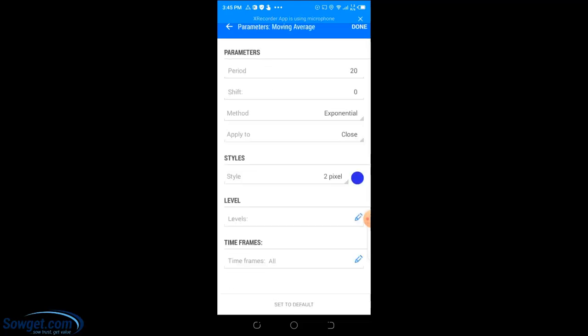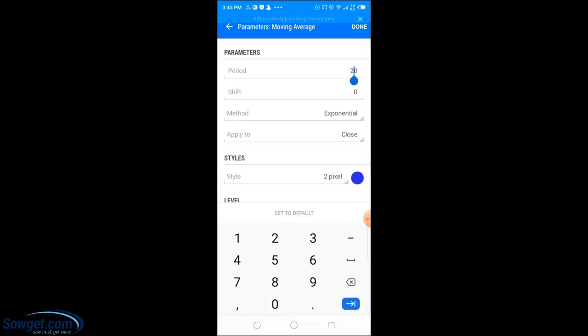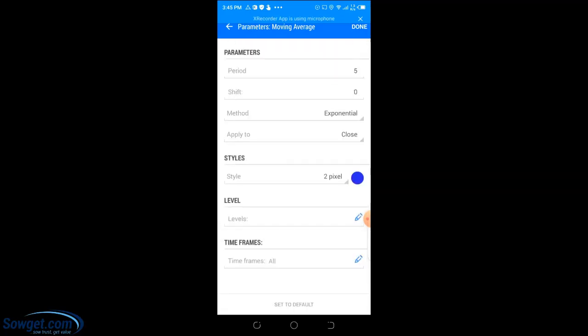You select the moving average. For this strategy we are going to use two moving averages. For the first one, the period is 5, then the method is exponential. Let's leave the color as blue, then you just click on done.